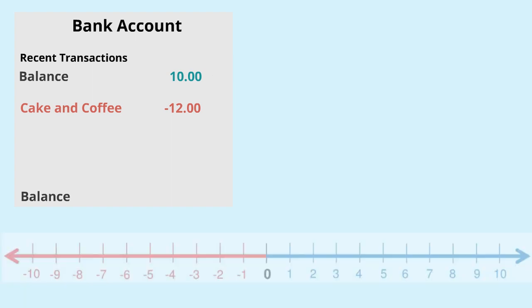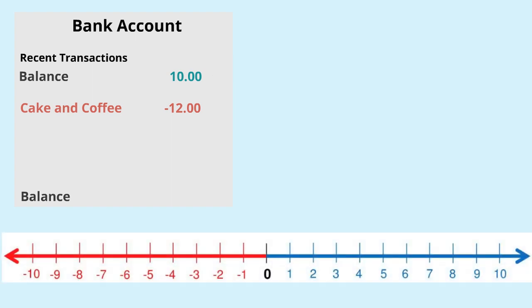Well, we spent more money than we actually had, so our new balance is going to be a negative number. We owe the bank some money. We started on 10, and we count back 12 jumps, and we land on minus 2. So our balance is minus 2 euro. We owe the bank 2 euro. Try this one by yourself.